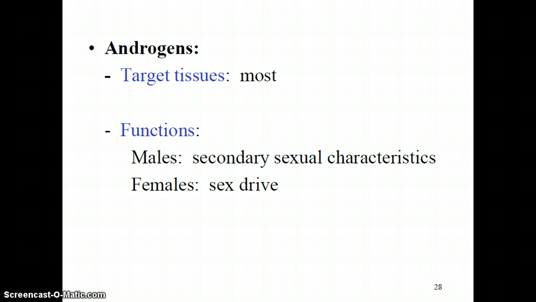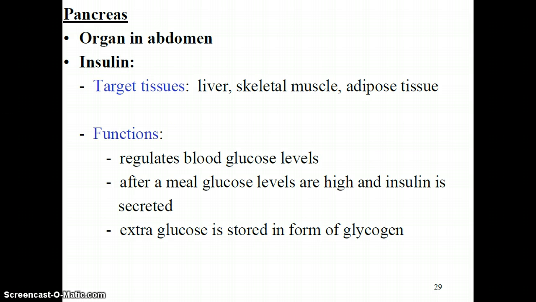Androgens are also produced by the adrenal glands. Target tissues are again most tissues, and notice the androgens affect some of the sexual characteristics and sex drive.